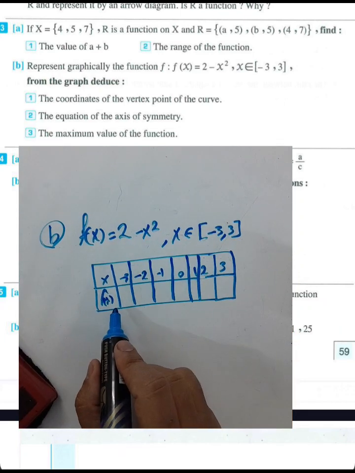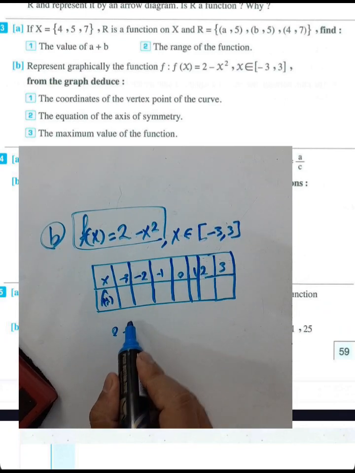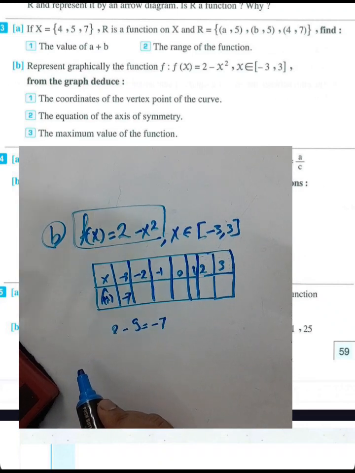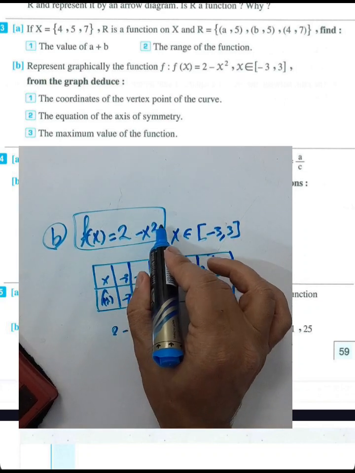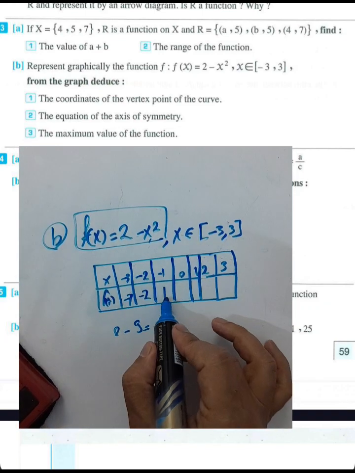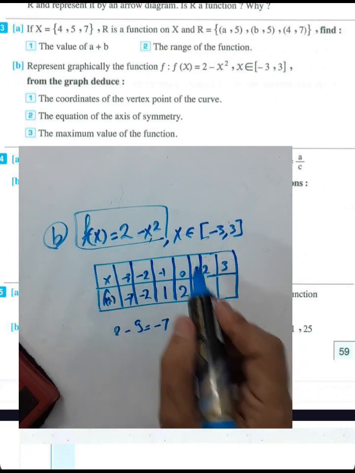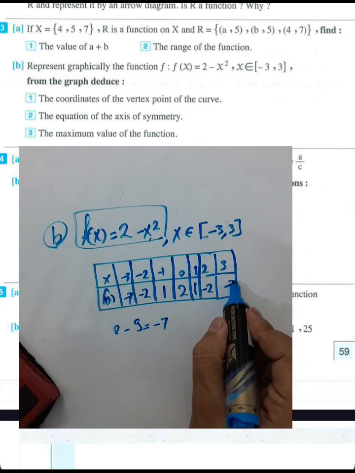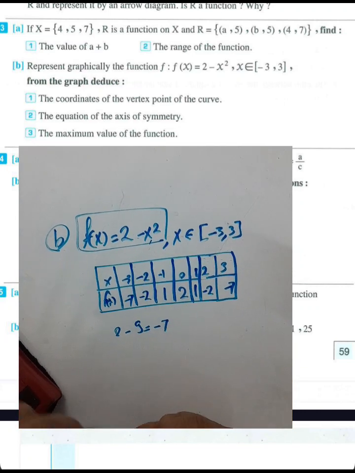Put -3 in this function: 2 minus (-3) power 2, which is 9, 2 minus 9 is -7. Then put -2: power 2 equals 4, 2 minus 4 is -2. -1 power 2 is 1, 2 minus 1 is 1. Put 0, it will be 2. Put 1, 2 minus 1 equals 1. Put 2, 2 minus 4 is -2. Put 3, 2 minus 9 is -7. Then the vertex here will be (0, 2).